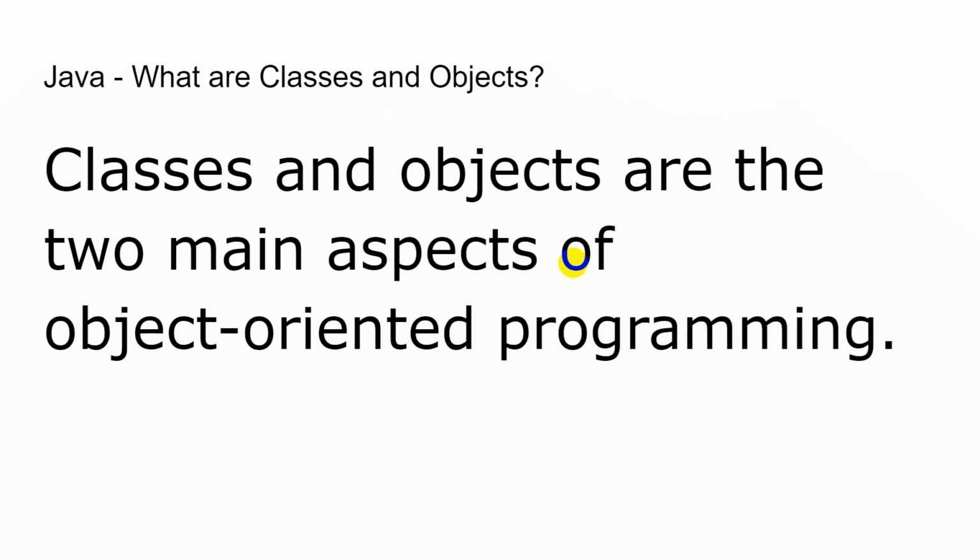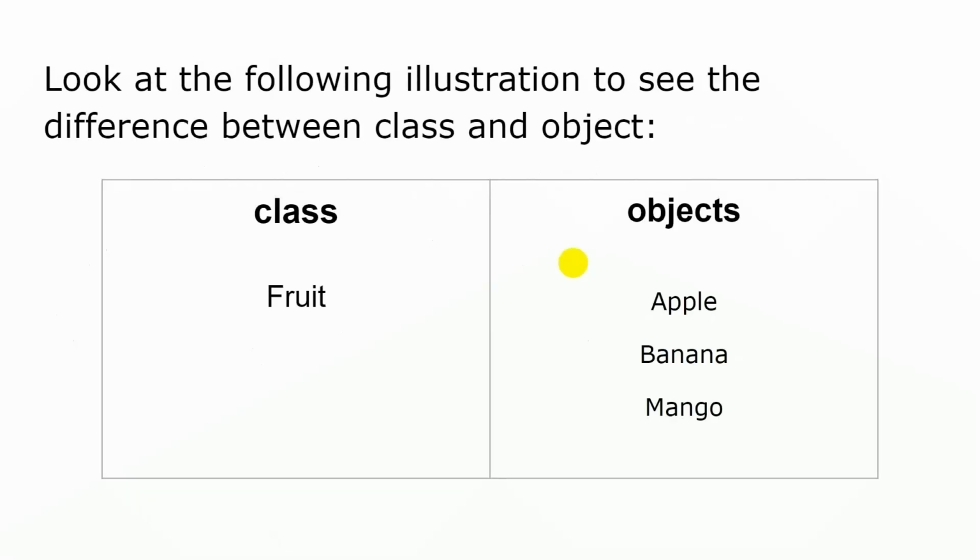What are classes and objects in Java? Classes and objects are the two main aspects of object-oriented programming. Well, classes differ from objects pretty much. Here I have an illustration to see the difference between a class and an object. First, a class is given as a fruit, and the objects of that class are apple, banana and mango. If you see this example, you will clearly understand the difference between classes and objects.